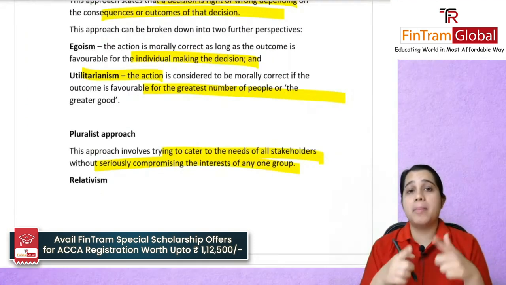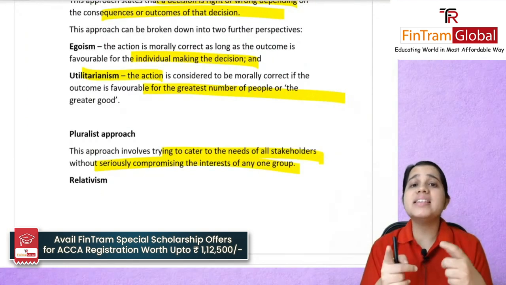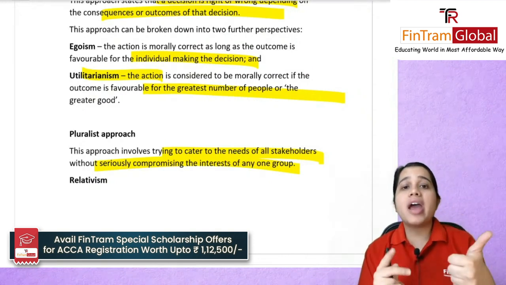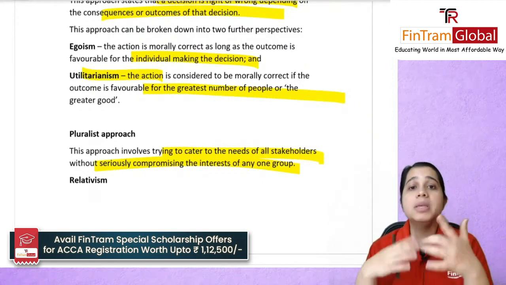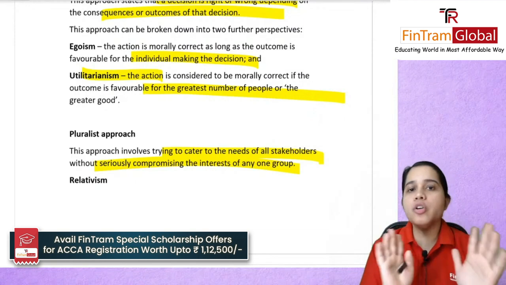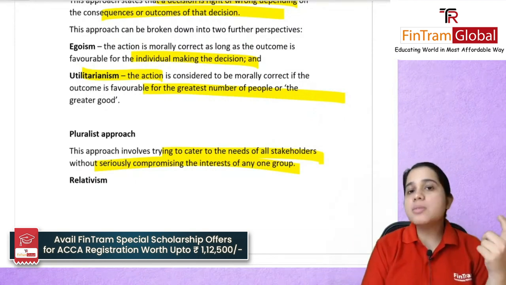I had discussed, if you remember, an example wherein I said that if an organization is opening a new factory, they will consider all the stakeholders, the people around there, their own employees, everyone, and they'll see how they can sort of cater to the needs of everyone. So that is a pluralist approach.